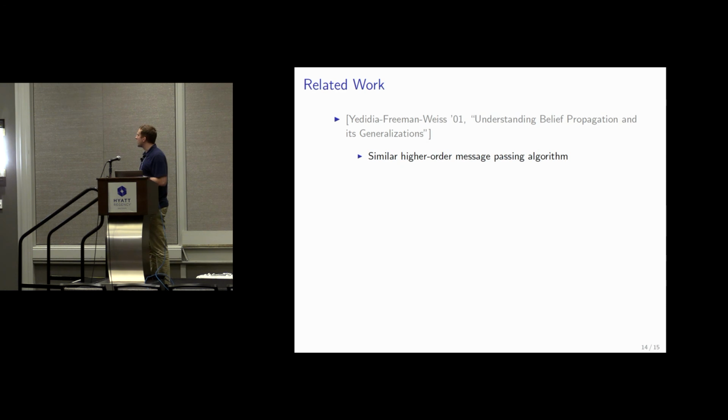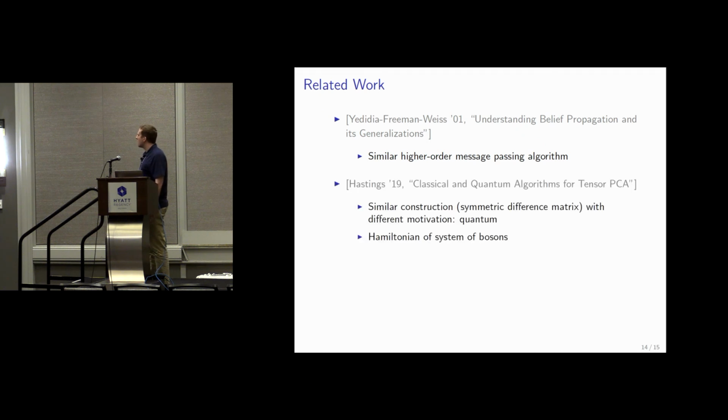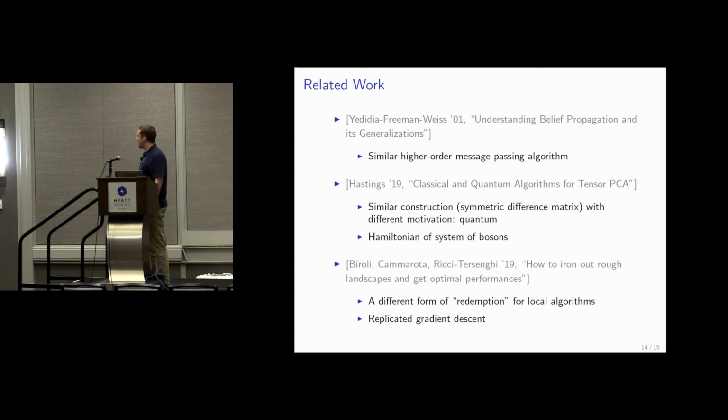Some related work. Some other higher order message passing algorithms have been proposed before. So this is not new, but these do not have theoretical guarantees as far as I know, and we weren't really able to make this particular version work here. Matt Hastings independently came up with essentially the same algorithm as us, using a totally different motivation based on quantum. And this group also independently came up with a different type of redemption for these local algorithms called replicated gradient descent.